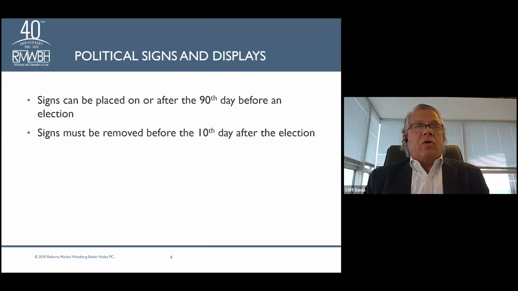The law allows signs to be placed on or after the 90th day before an election, and the signs must be removed before the 10th day after the election.